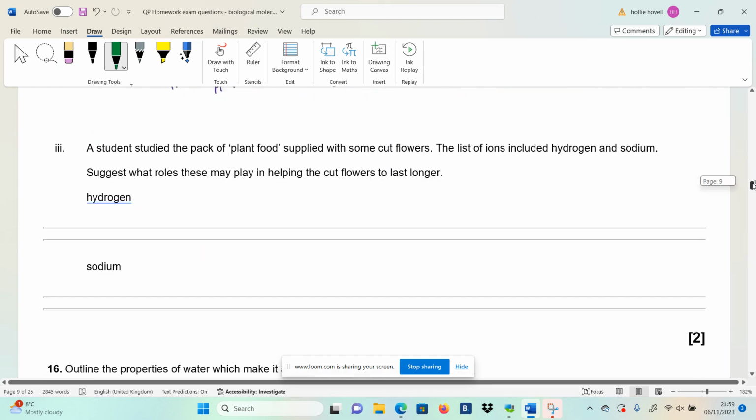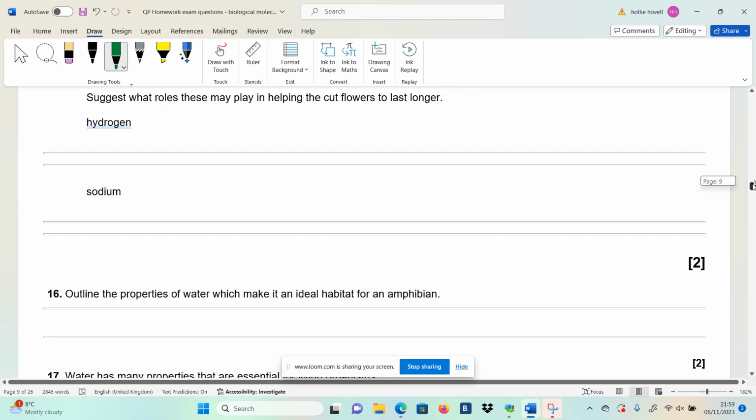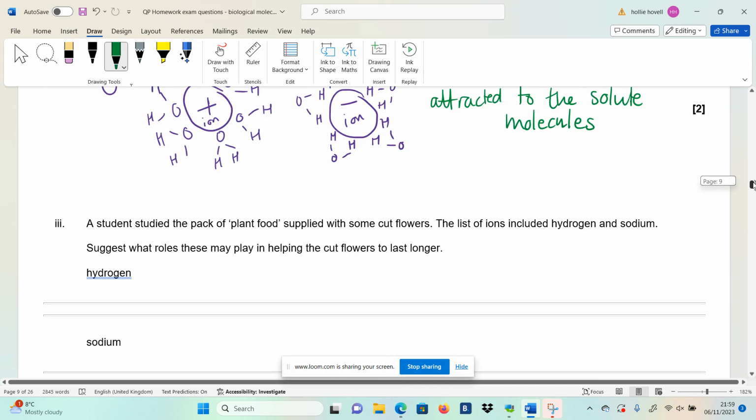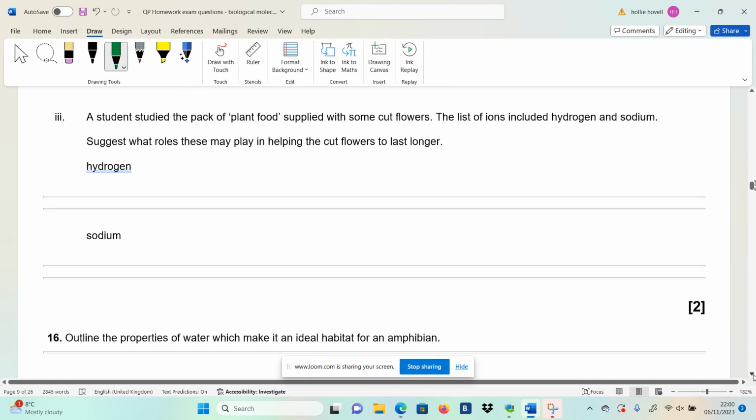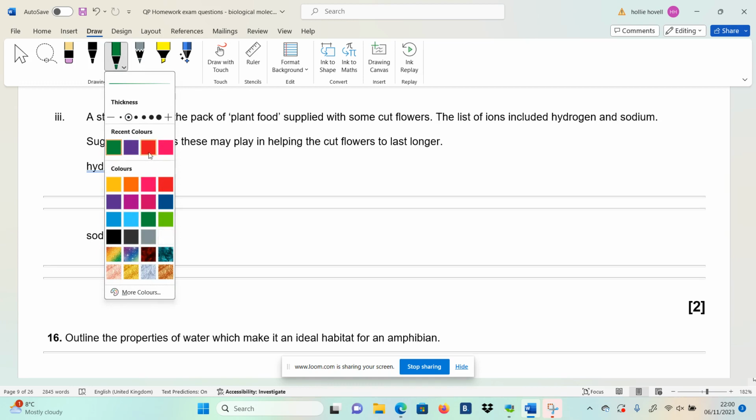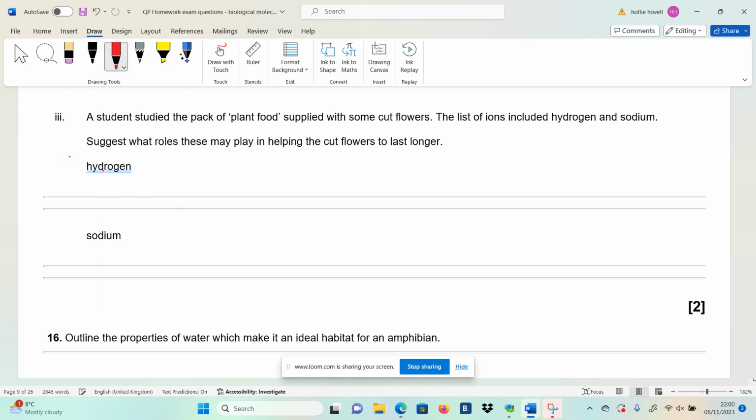Okay. Part 3, a student studied the pack of plant food supplied with some cut flowers. The list of ions included hydrogen and sodium. Suggest what roles they might play in helping cut flowers to last longer. Now, there's a whole list of ions, and I'm afraid you just have to remember what those ions do. It's really hard, I know. As we go through the course, it gets easier, but for now, it is just a memorizing activity.